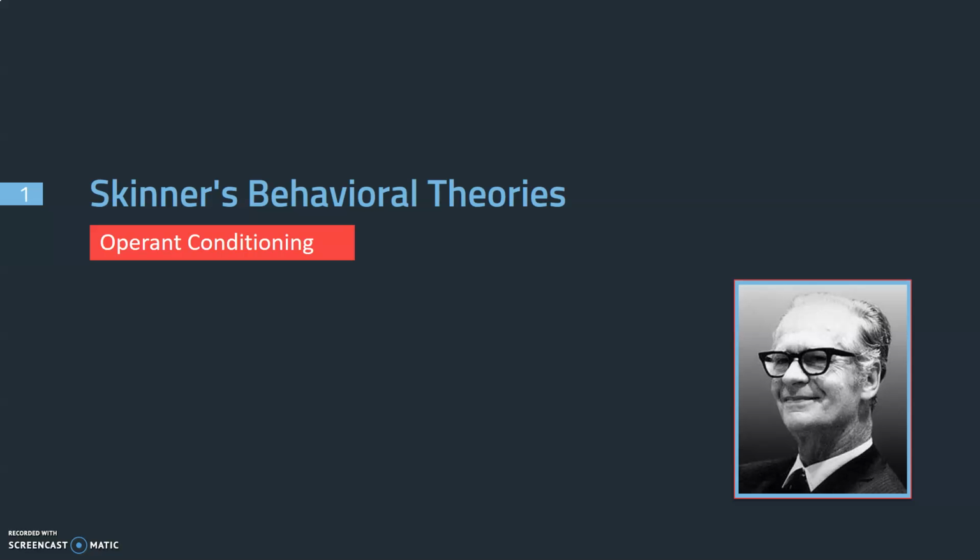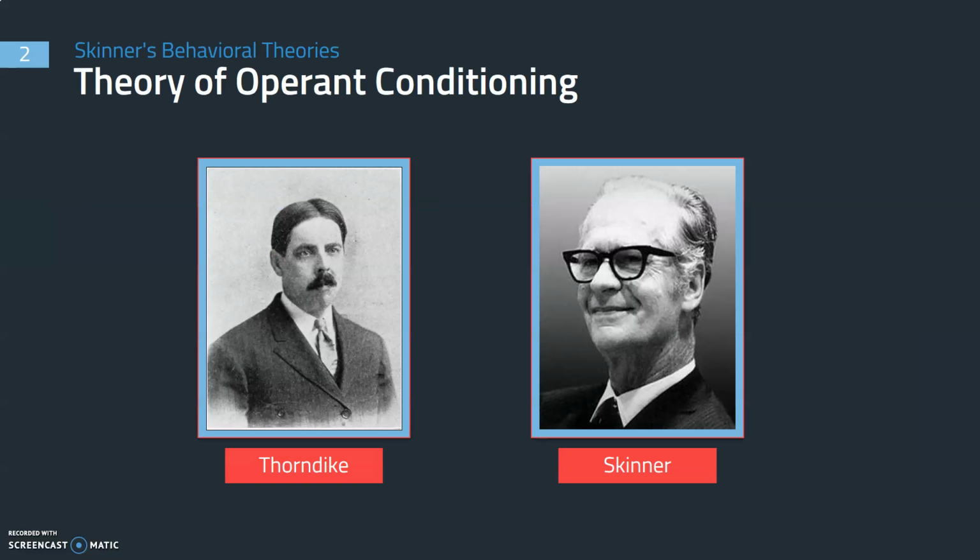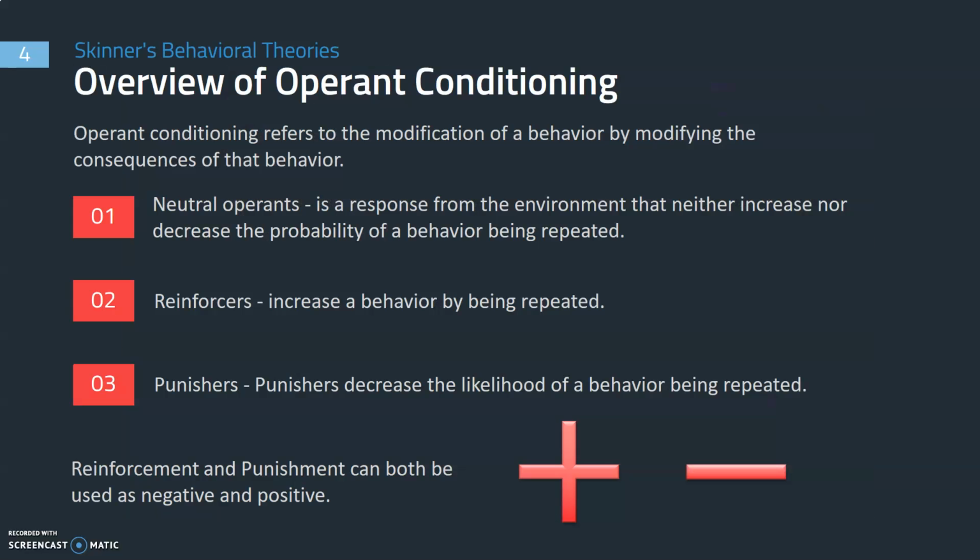Skinner's behavioral theory, specifically operant conditioning. The gentleman on the left is Edward Thorndike. The gentleman on the right is B.F. Skinner. Skinner based his operant conditioning on Thorndike's law of effect. Up top, a quick overview: operant conditioning refers to the modification of a behavior by modifying the consequences of that behavior.